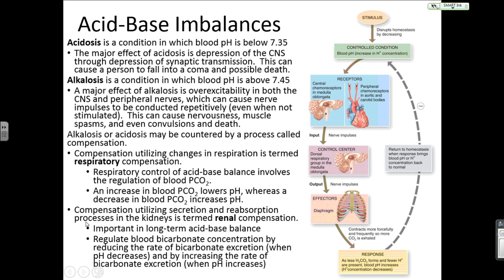Renal compensation is utilizing the kidneys through the blood bicarbonate concentration, reducing the rate of bicarb excretion when pH decreases, or increasing the rate of bicarbonate excretion when pH increases. Remember, bicarb is a base, and if you combine a base with an acid, they neutralize each other. So if our pH drops, we're becoming acidic. In order to counteract that, we want to maintain or keep our bicarb levels high. And if our pH goes up, we want to get rid of any bases to make it go down.